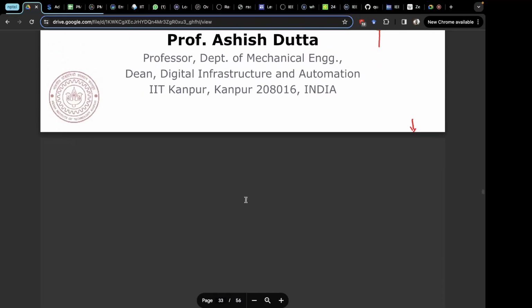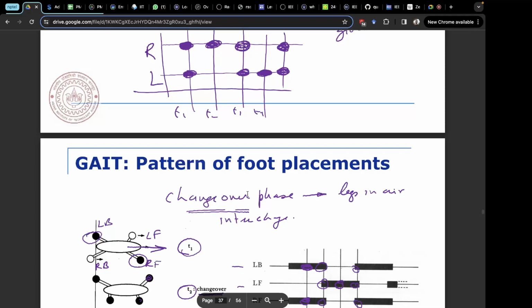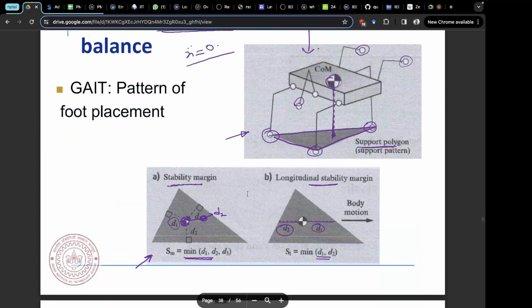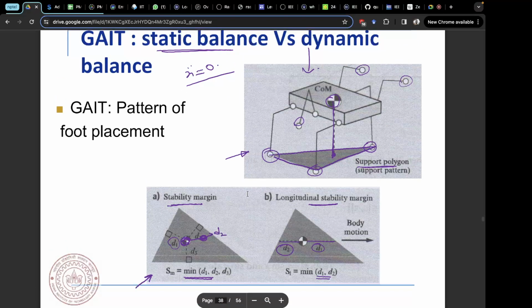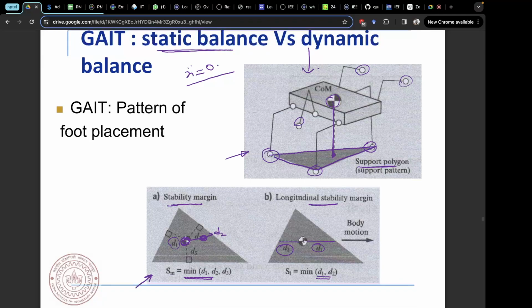So let me come on to the gaits part. Yes, so pattern of foot placements. So this is what we saw, the stability margin. The longitudinal stability margin is the distance between the point and the edge of the support polygon in the direction of the body motion, right?